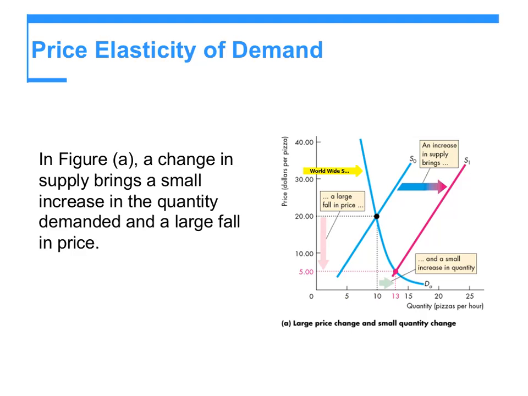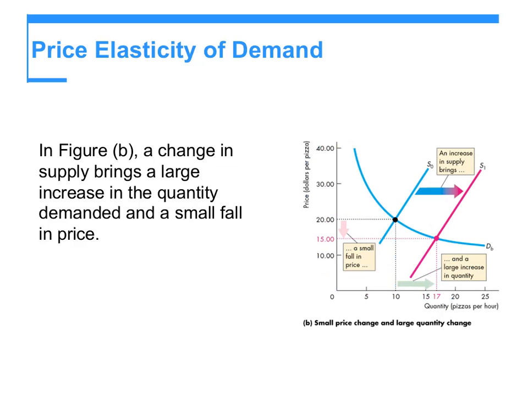If you go to another one here, the shape of the demand function is different. So that's why with a little bit of change in price, you can see you have a significant change in demand. Look at here, a price from 20 to 15, demand changes from 10 to 17, which is significantly different. So this is exactly what we are going to discuss today. It shows how different items have more elasticity or inelasticity in considering price changes. Okay. So in figure B, a change in supply brings a large increase in quantity demanded and a small fall in price. Okay, this is the whole idea of elasticity.